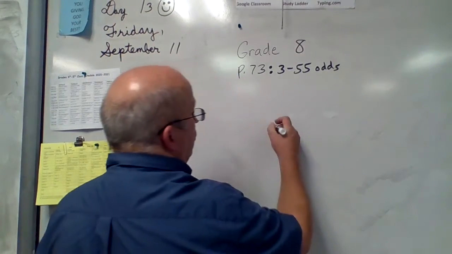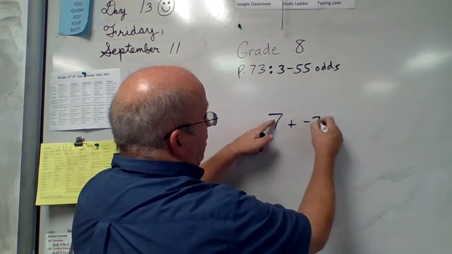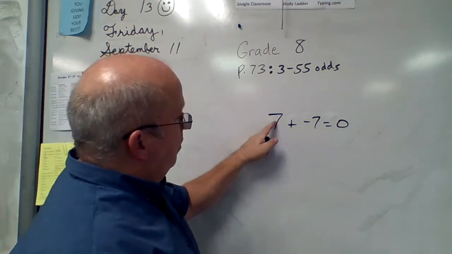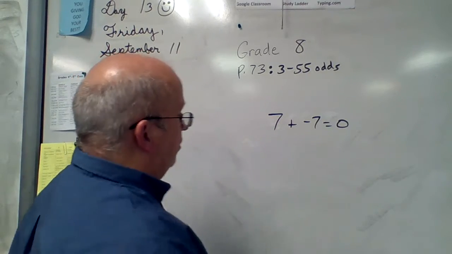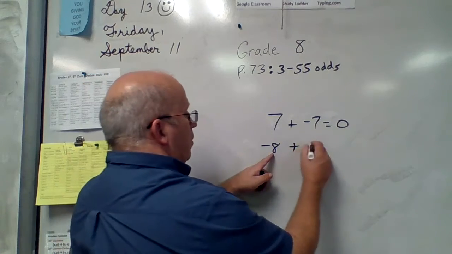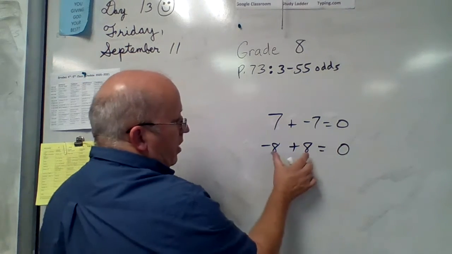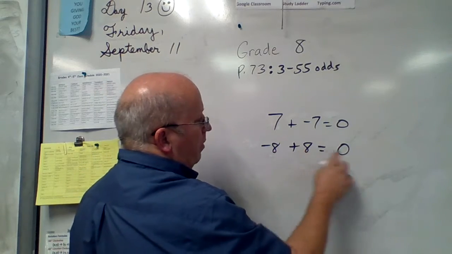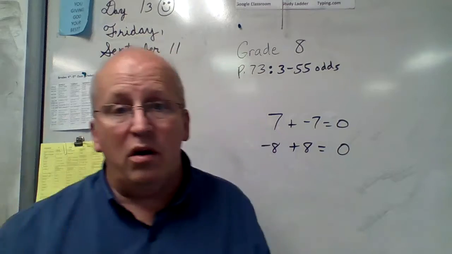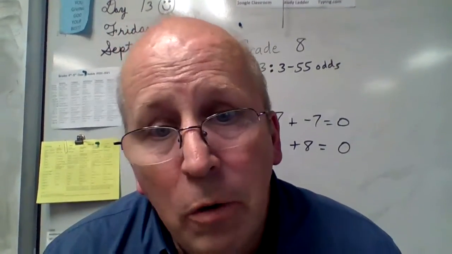An additive inverse is a number that when you add it to the first number, gets you 0. So the additive inverse of 7 is negative 7. What would be the additive inverse of negative 8? Well, it's got to be positive 8 because we're seeking an answer of 0. Additive inverses add up to equal 0. It doesn't matter what they are. If they are each other's additive inverse, then you're going to get 0.